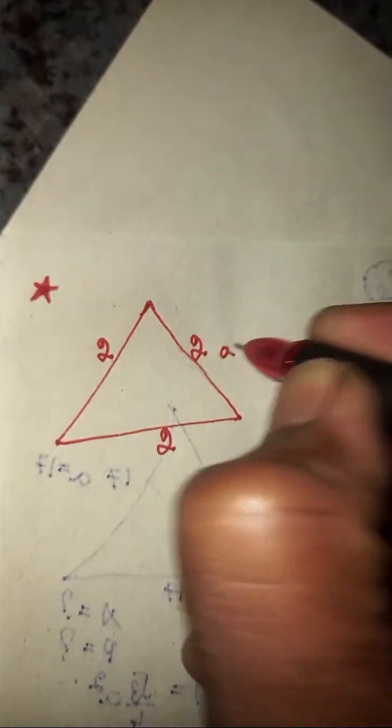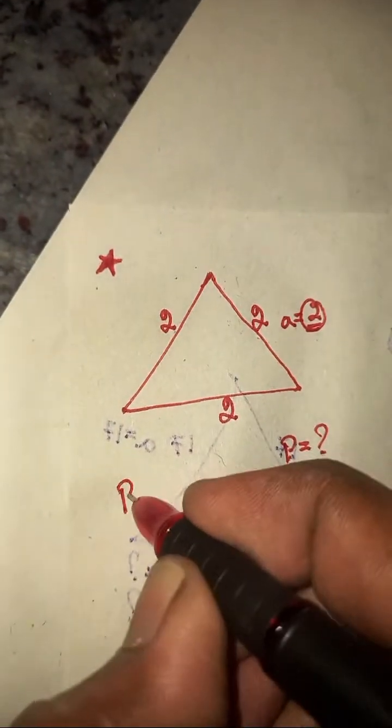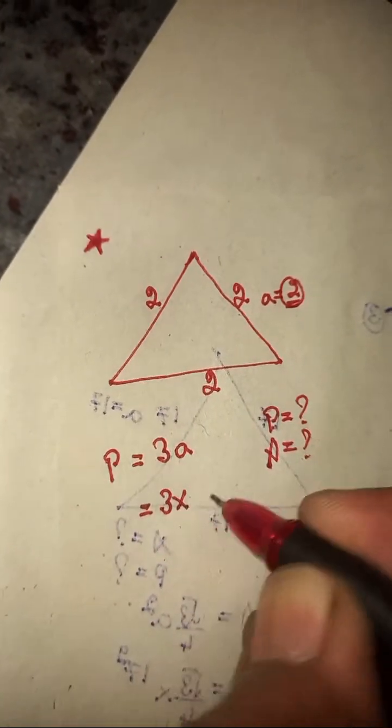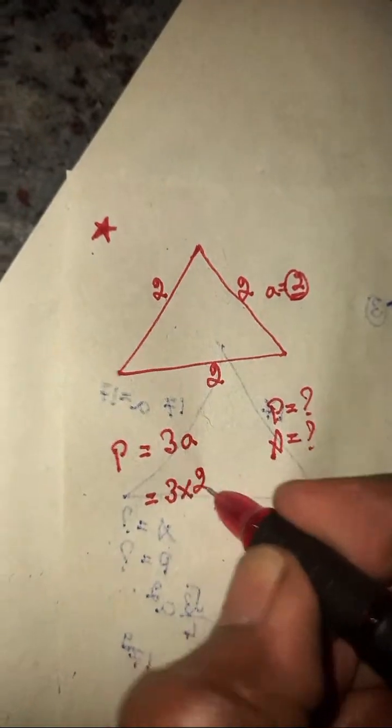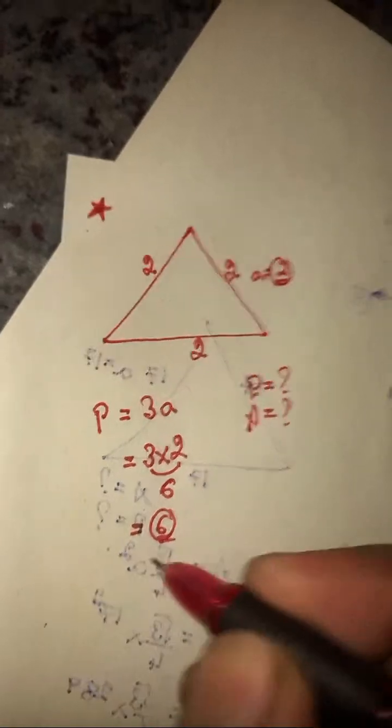Now the side length is 2 units. You're going to get perimeter equal to 3a, that is 3 times the side length, which is 2 units. 3 times 2 is 6, so it is 6 units.